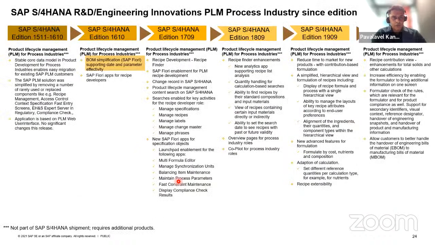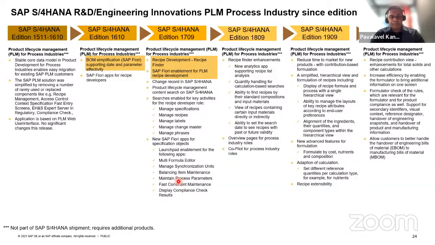Okay, so coming up with what is available in PLM process industry from 1511 to 2020 of S4HANA. So BOM simplification. There have been a lot of BOM simplifications brought in the BOM Fiori app, so it supports date and parameter effectively. Then coming up with 1709, you have recipe development. In recipe development, we had the recipe finder, which was just brought in as a part of 1709.